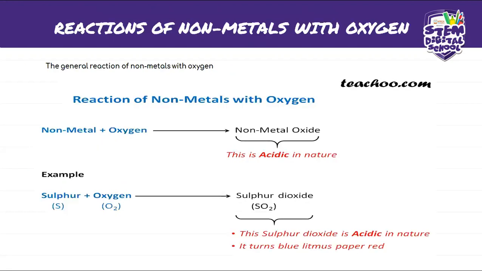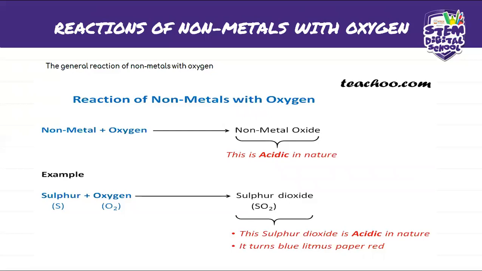All right. Now let's look at the general reaction for non-metals with what? Oxygen. Okay. Now reaction of non-metal plus oxygen will give us what? Non-metal oxide. So this is the general what? Equation. So I repeat again, non-metal plus oxygen will give you what? Non-metal oxide. And this will be acidic in nature.